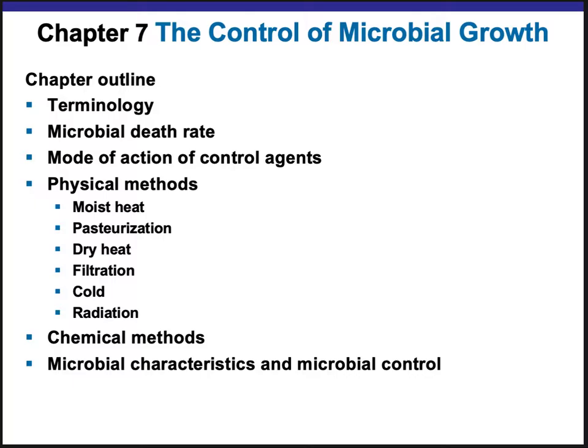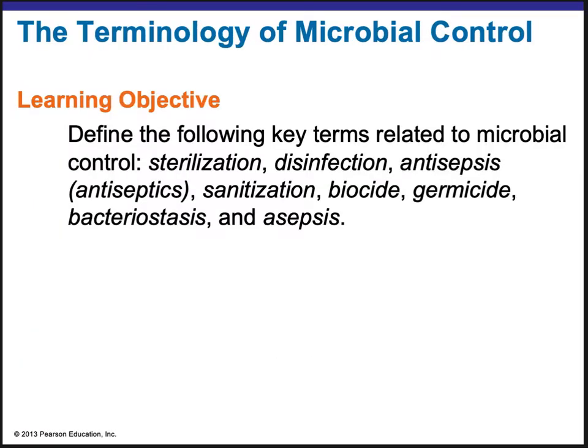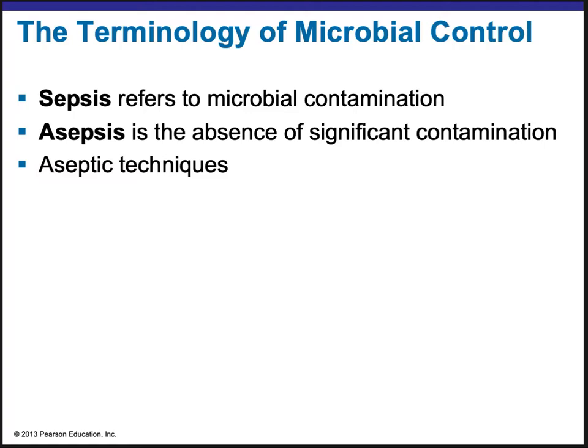In Chapter 6, we talked about the growth curve and how to calculate generations and length of generation, which would be the same idea, but of growth. And so today we'll be talking about death rate, and then different methods to either inhibit or kill microbial growth. We'll look at physical methods and chemical methods, and that's our summary.